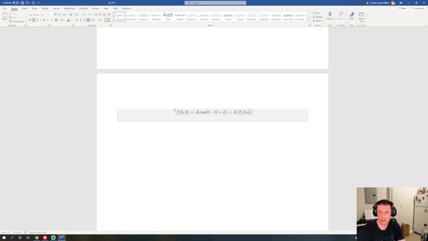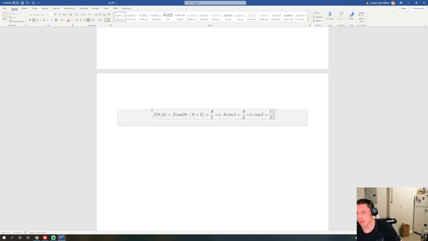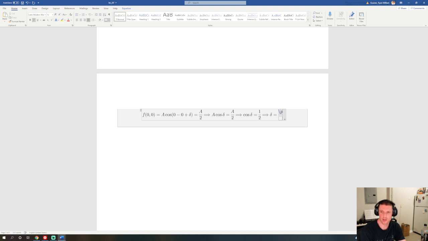And then we see that A cosine delta equals A over 2. And so cosine delta is just 1/2 if we cancel the A's, which we can and should, because there's an A on each side of that equation. And then we finally see that delta equals pi over 3. This is a nice angle, but if you had a nastier one, you could just do arc cosine of both sides here and figure out what it is numerically.